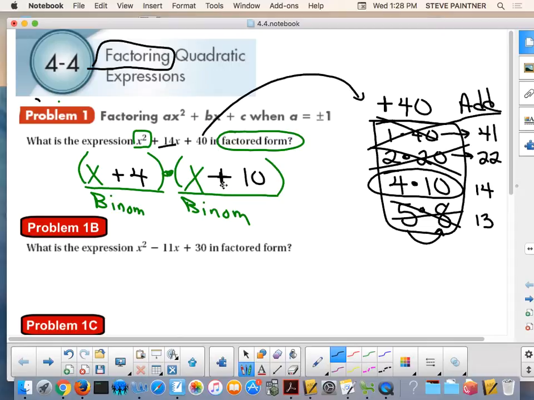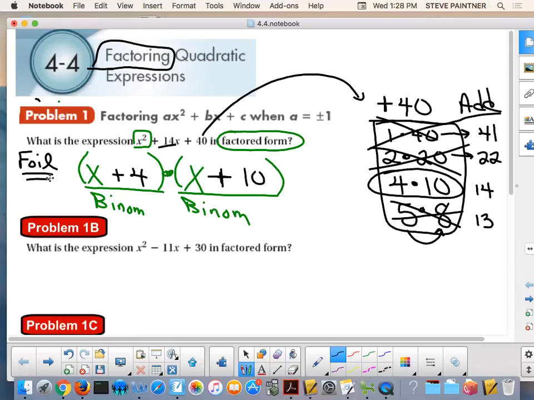You're done. How do you check your answers? Hey, somebody said plug them in. Harry said, we're not solving equations. We're not getting x is 10, x is 4. We're not getting the answers. We're getting factors. What? Foil it.